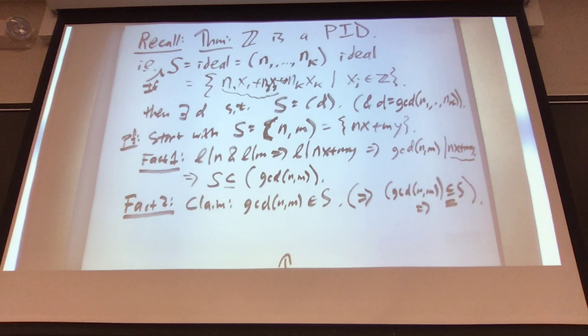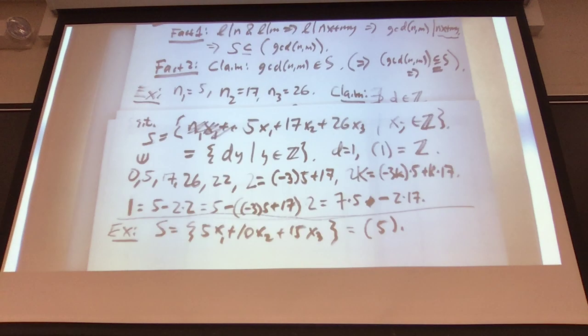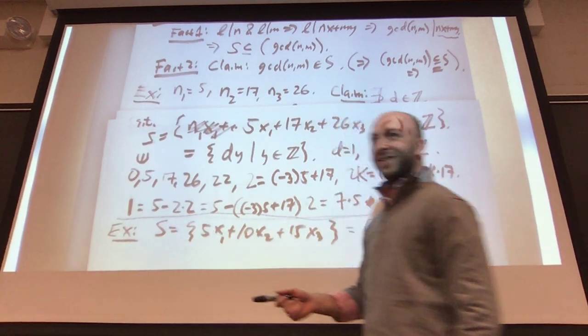5, 10, and 15. So S is equal to 5x1 plus 10x2 plus 15x3. As the x's range, you get any multiples of 5, any multiples of 10, but of course all multiples of 10 are already multiples of 5. And you get any multiples of 15, but those are also all multiples of 5. So this is just all multiples of 5. So this is equal to the ideal generated by 5. And 5 is there. Now 5 is one of the entries, so it's a little bit cheating.